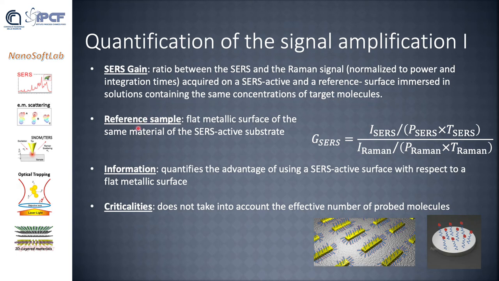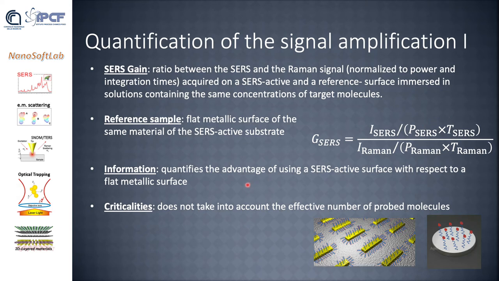The reference sample that we typically use is a flat metallic surface of the same material as the SERS active substrate. It means that if we want to compare the signal of gold antennas, as a reference we use a gold flat surface. So this G SERS, the SERS gain, is defined by this formula here, where P is the intensity of the excitation light and T is the integration time.